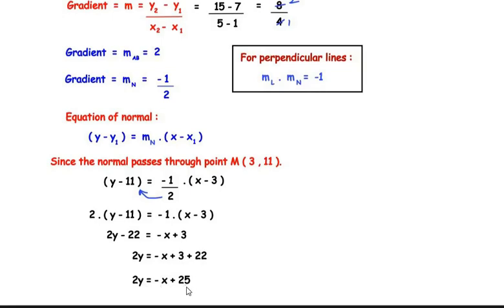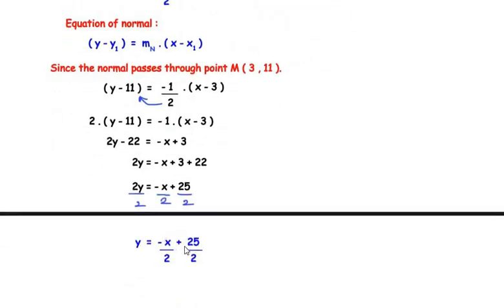Now let us divide all the terms by 2. So 2y divided by 2, negative x divided by 2, and 25 divided by 2. So this gives us the equation of the normal, or equation of the perpendicular bisector, as y is equal to negative x over 2 plus 25 over 2. So this is going to be our answer.